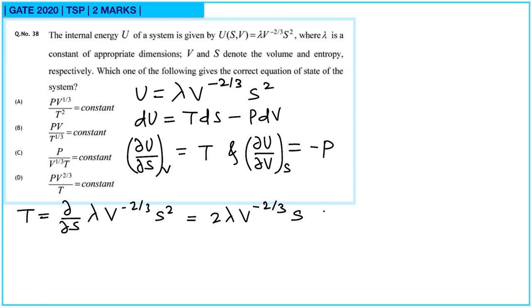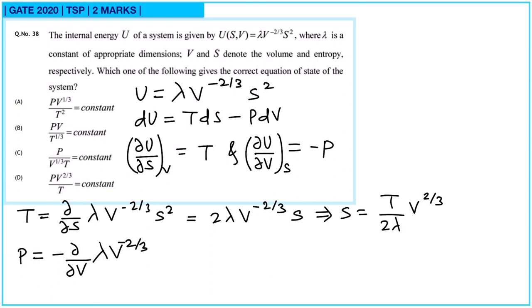So from here we can get S is equal to T upon this thing, that is 2 lambda, and this is V raised to 2 by 3. Next we have P is equal to minus of dou by dou V of U, and U is lambda V raised to minus 2 by 3 S square. So this will be lambda S square and derivative of this is minus 2 by 3. So this will be 2 by 3 into V raised to minus 2 by 3 minus 1. So that is minus 5 by 3.